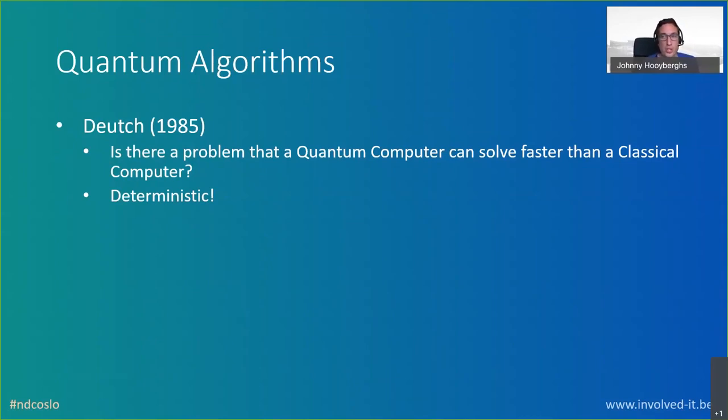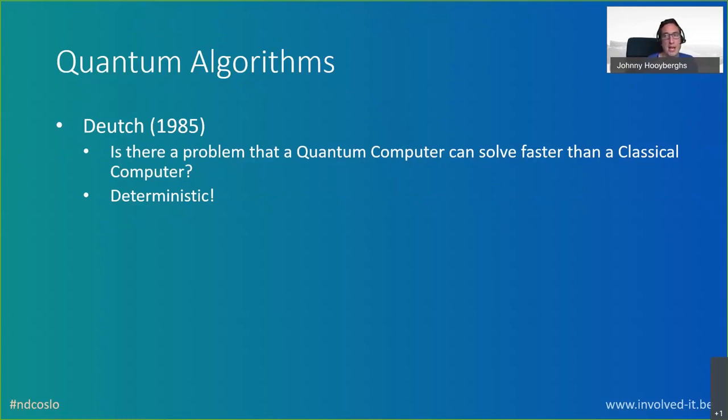So there's Deutsch, which was actually the first quantum algorithm that made sense in 1985. It's not useful, but it makes sense. The only thing that it's useful for is to prove that a quantum algorithm can be twice as fast as a classical algorithm.